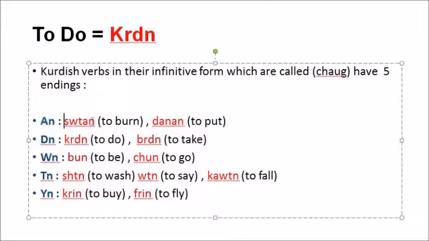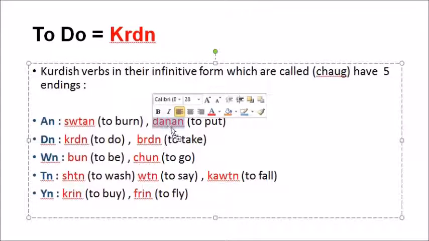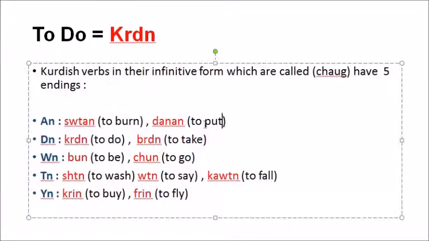For example, you say sutan. Basically, sutan means to burn. Danan means to put. Well, sometimes danan can mean other things. For example, you say I wrote this book, basically, you say I put this book. So this danan can also mean something else, not just to put, but mainly it means to put. D and N, krdn. Krdn means to do.